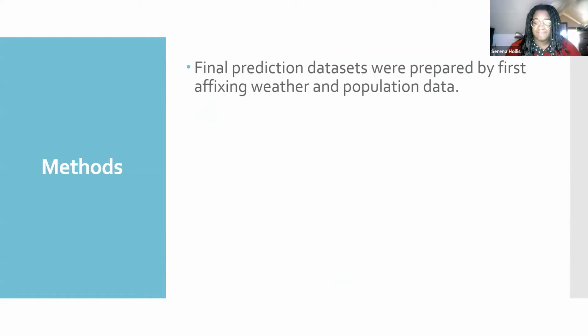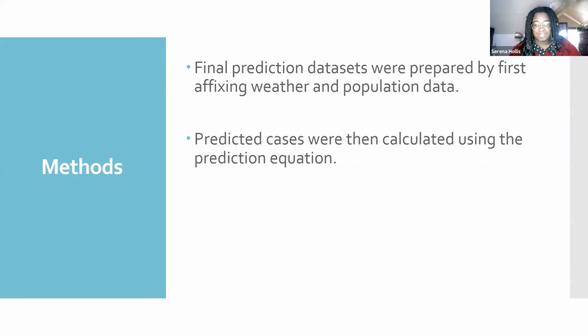And then for my prediction data sets, I prepared them the same way as I did with my training data sets. I got weather data from last year because, again, we're assuming that the weather last year is going to be the same as this year. And then I affixed them to the right spots for all of the United States, not just the 20 counties, as well as its population data.